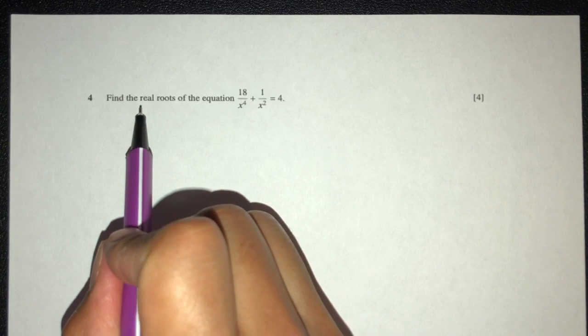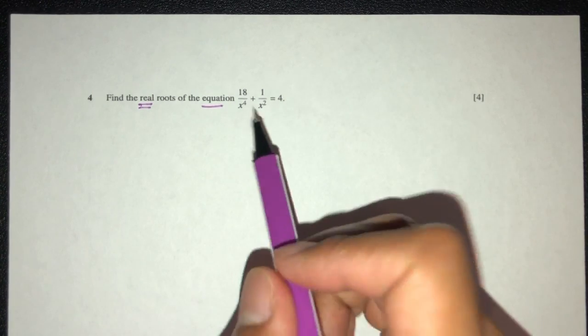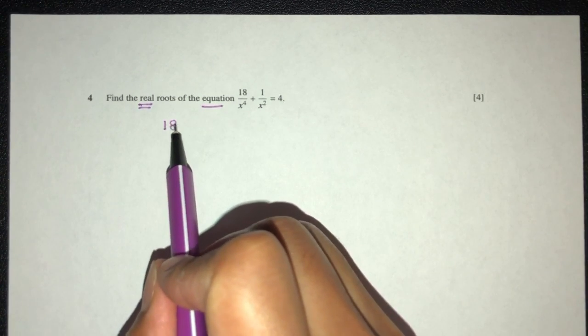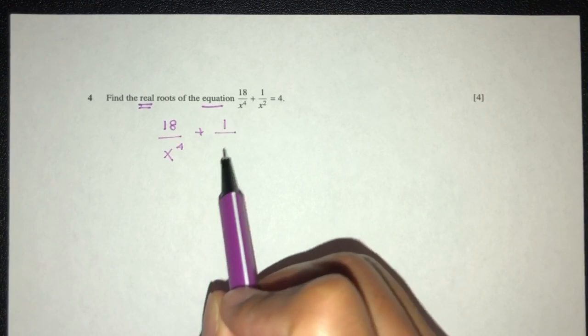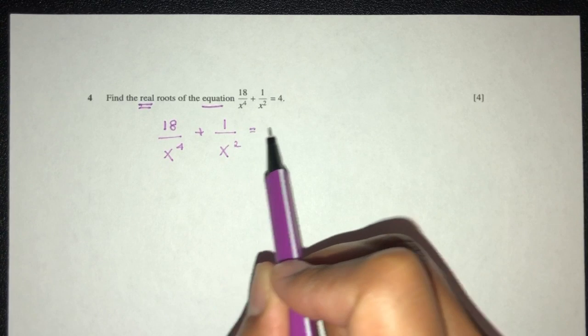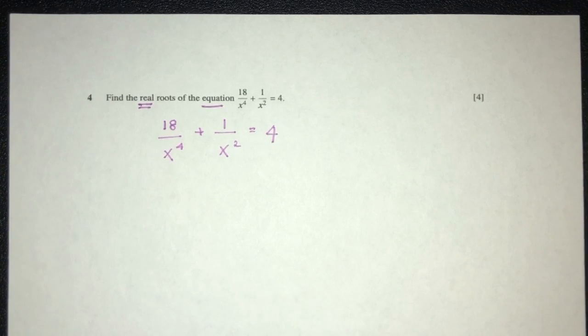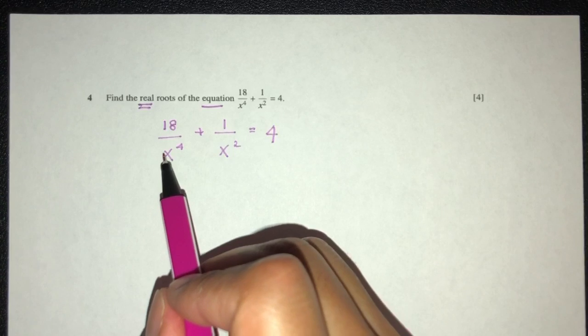Now let's move on to the next question. Here we have to find the real roots of this equation. So we have to find the values of x which have real values. Now one by one. At first we have 18 over x power 4 plus 1 over x squared equal to the value of 4. But now we want to simplify, obviously, because here we have x power 4.